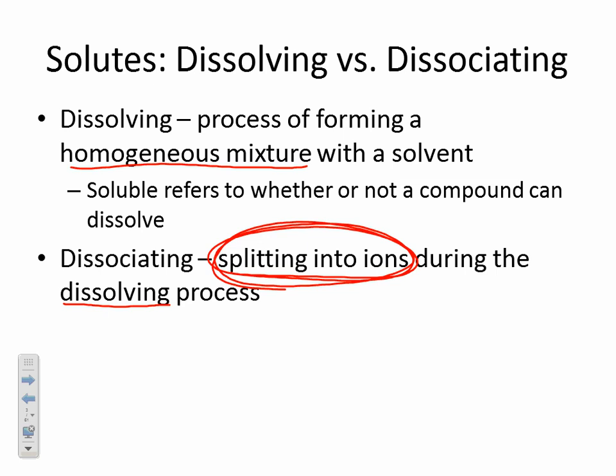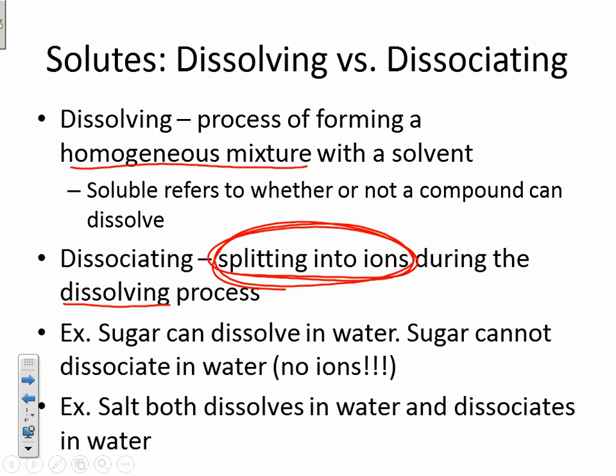So what I mean by that, sugar. Sugar is the compound that dissolves, right? If we're talking about glucose, C6H12O6, it absolutely dissolves in water. But it doesn't dissociate. It doesn't split into ions, which means that I know that the chemical species that is in solution with glucose is just C6H12O6.